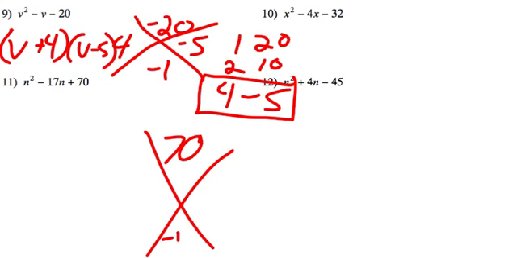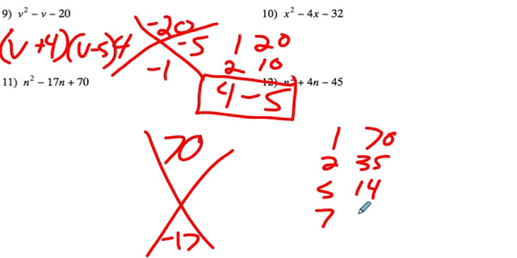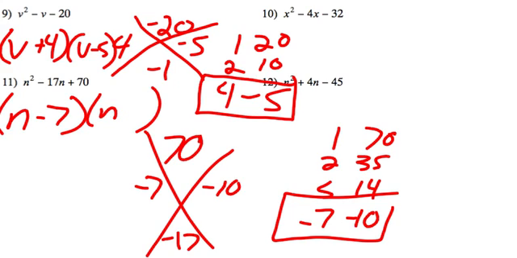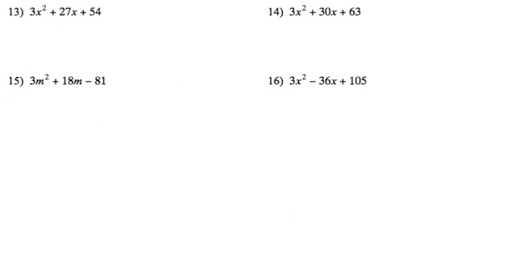70 and negative 17. So both numbers are negative. 4, 5, 6, 7, 8, 9, 10. I think these are our only combinations. Both numbers are negative, so which pairs actually add to negative 17? Right there: negative 7, negative 10. So n minus 7, n minus 10. If you FOILed that back together and multiplied it back together, you would get this thing in standard form once you simplified it.